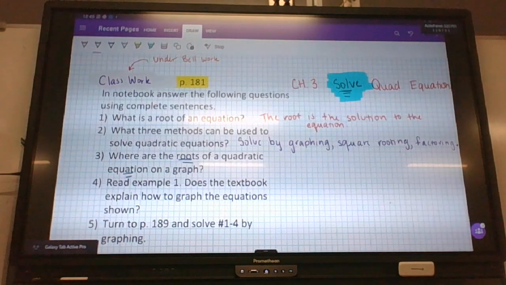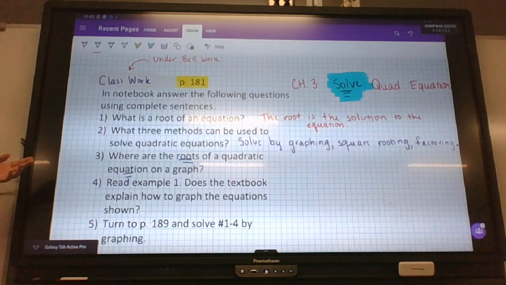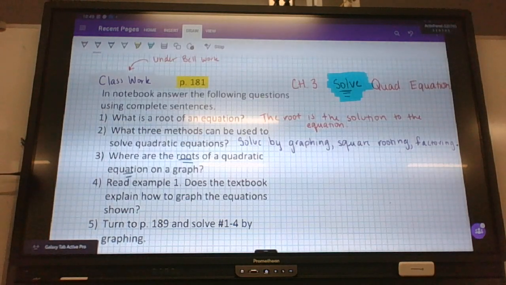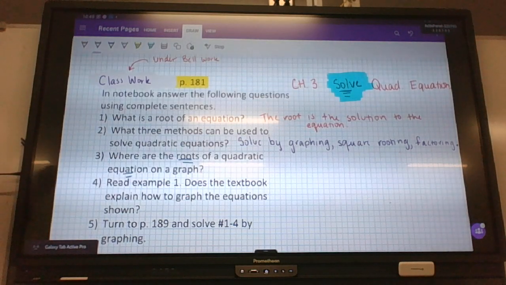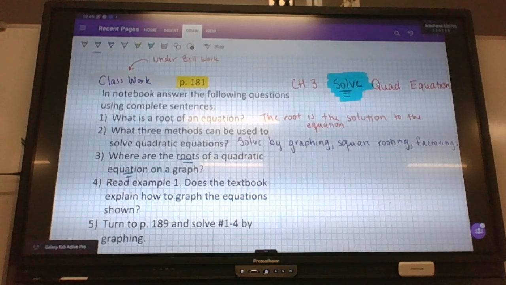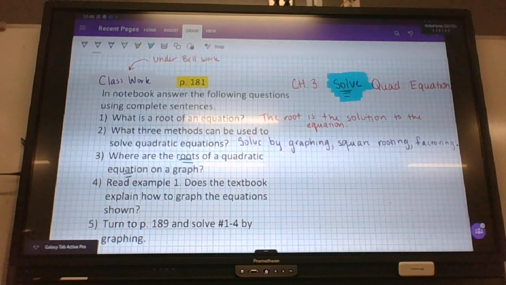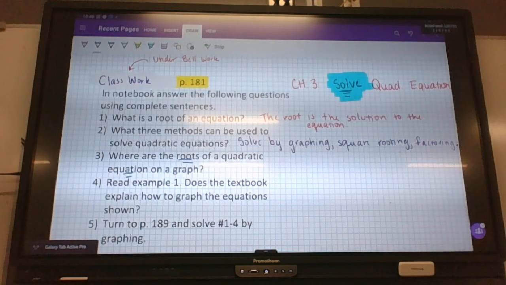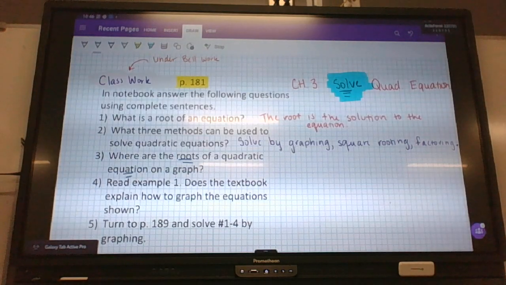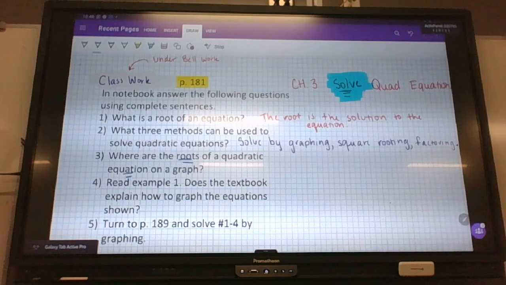All right. Where are the roots? Did anybody figure this out? It wasn't really written out that explicitly. Where are the roots of a quadratic equation on a graph? Anybody besides Jaden? Where are the roots on the graph? Yes. The x-intercepts are roots.